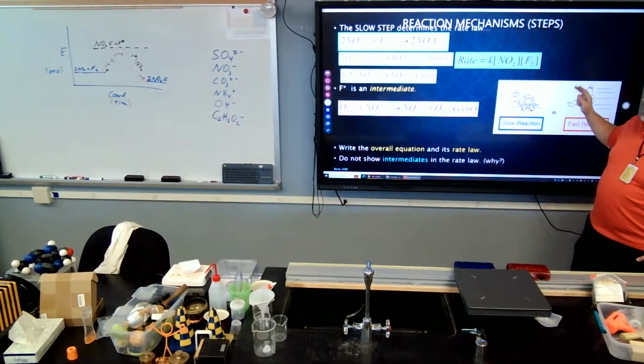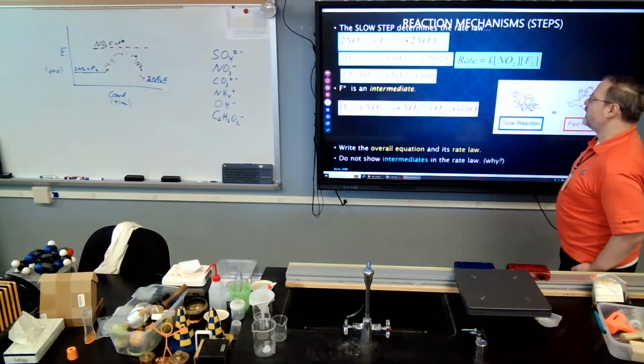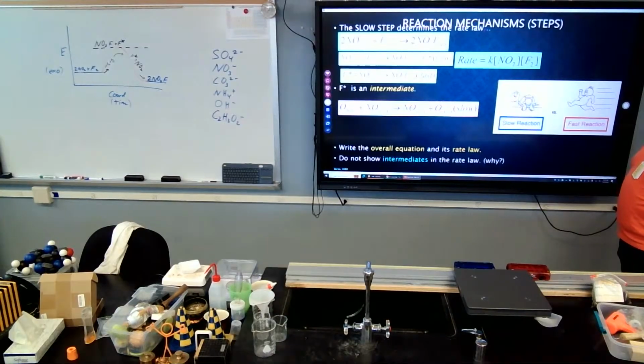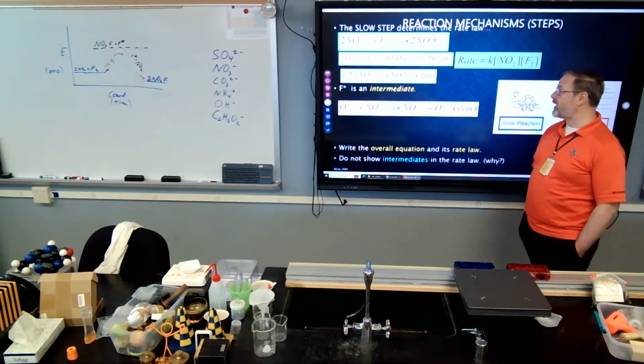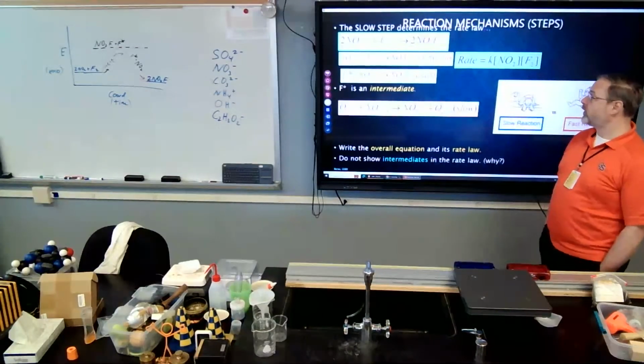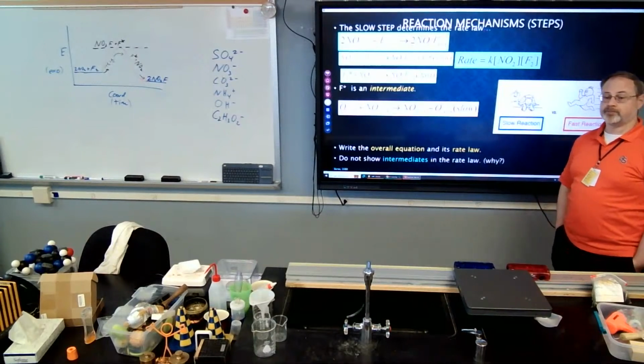Okay, so take a look at this guy. This is a single mechanism for a reaction. I don't know what the end product is. That's a single reaction. So just looking at that singular piece of the mechanism, that single step, can you determine what the rate law is going to be?